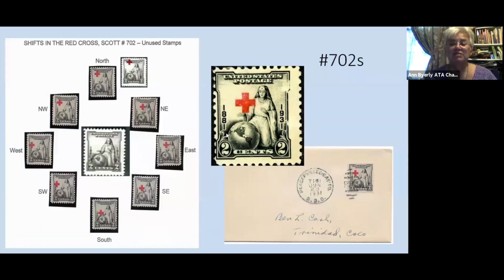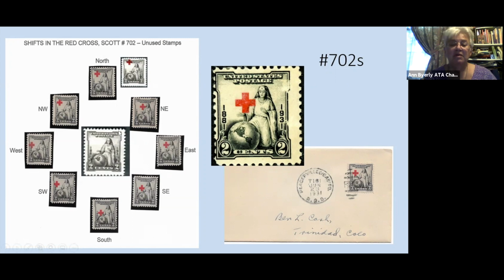Now 702s, these are some of my favorite stamps, and I learned everything there is to know about postage stamps by collecting varieties of the 702. 702 was the 50th anniversary of the American Red Cross, which Clara Barton did work very hard to get accepted by the federal government.